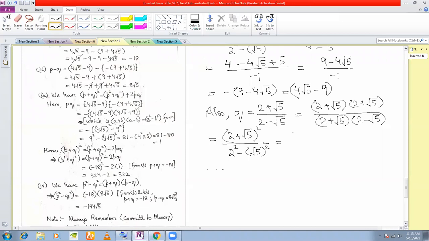Okay, so now a plus b whole square is a square plus twice ab plus b square, divided by, you have 2 square is 4 and root 5 square is 5.